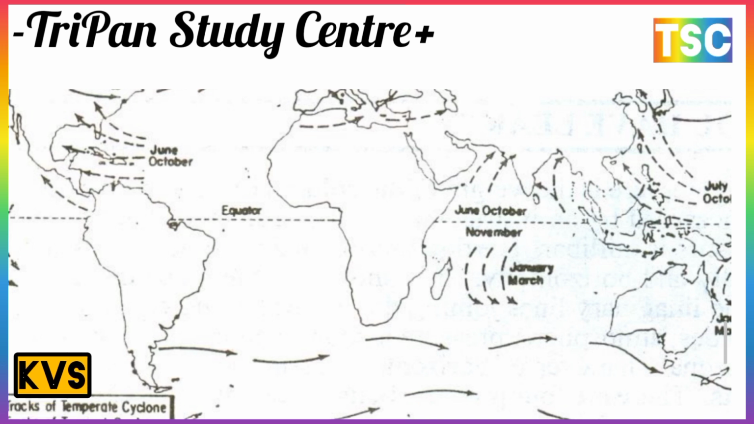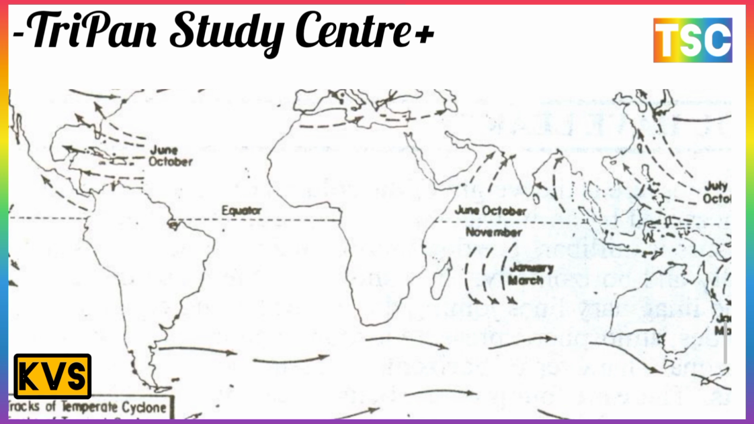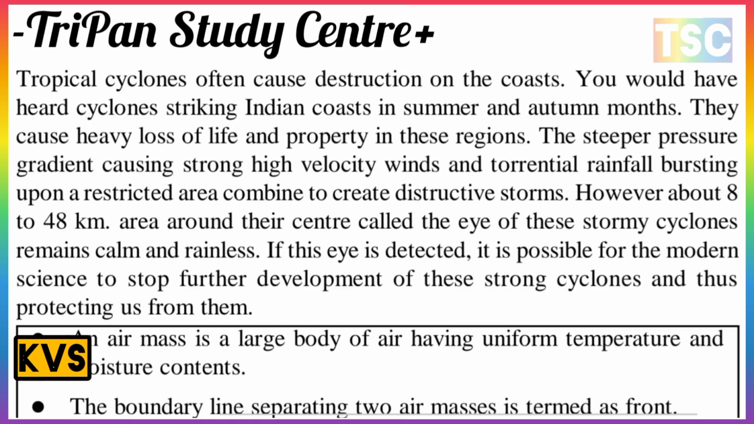This is the most important part: the different cyclones are shown here. On the India side the months are June, October, November and then March. This is the most important cyclone arrival here. On the other side, at the equator, it is June and October. The track of the temperate cyclone and the track of the tropical cyclone are the most important here.